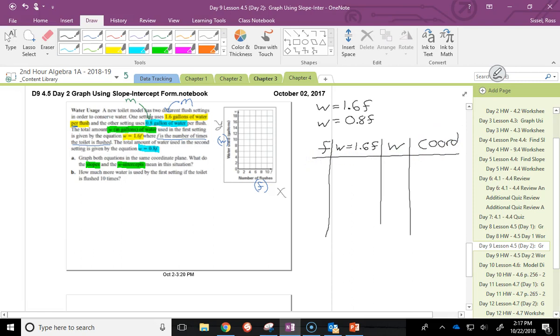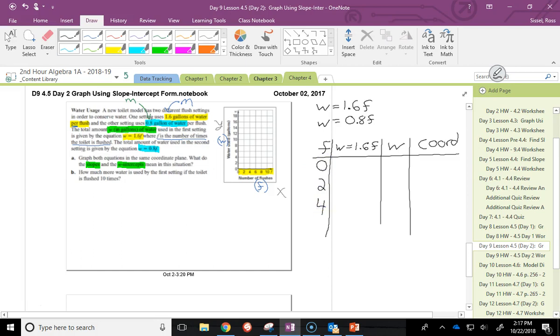So remember, we did this before. So I'm going to do this for my first flush setting. The numbers I'm going to use for F, how many flushes, is what was already given to me down here: 0, 2, 4, 6, 8, and 10. And to be really honest with you, I'm only going to use 3 of the flushes, because once I have 3 points, I can graph this.